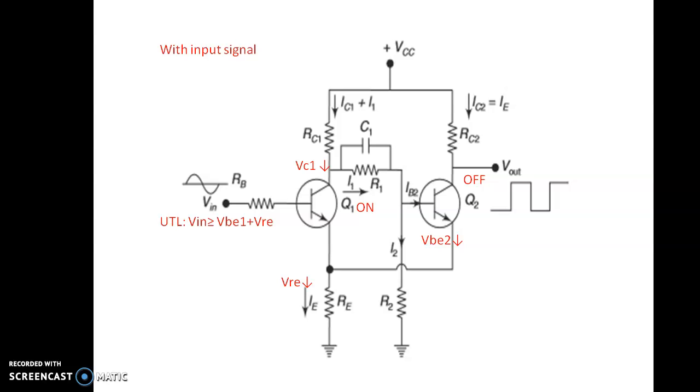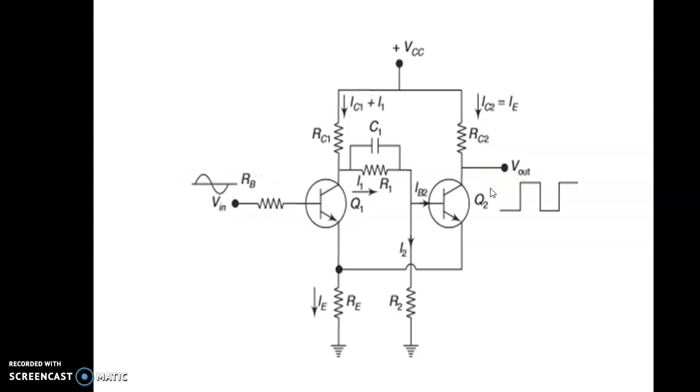At this instant, the collector voltage of Q1 will be equal to VCE sat plus VRE and the collector voltage of the transistor Q2 is VCC. We are taking the output at the collector of Q2. Since the transistor Q2 is off at this instant, its collector voltage is equal to VCC, hence we obtain this conversion.